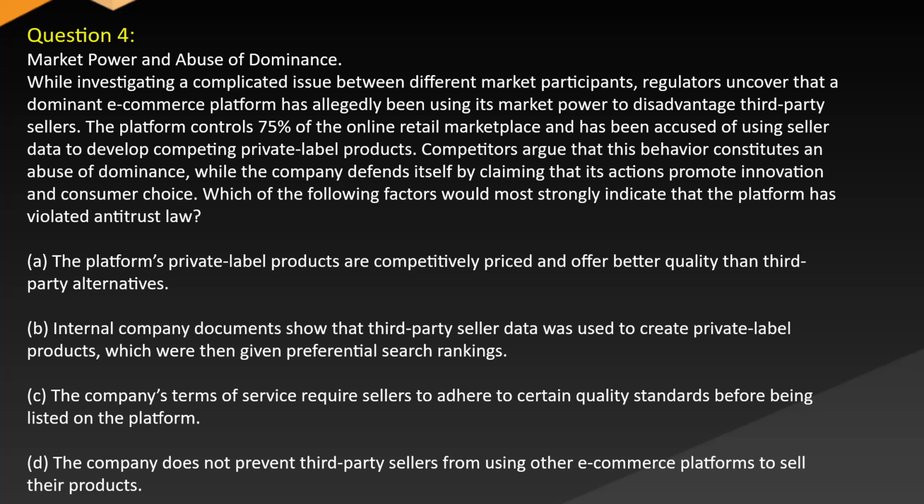Which of the following factors would most strongly indicate that the platform has violated antitrust law? A. The platform's private label products are competitively priced and offer better quality than third-party alternatives. B. Internal company documents show that third-party seller data was used to create private label products, which were then given preferential search rankings. C. The company's terms of service require sellers to adhere to certain quality standards before being listed on the platform. D. The company does not prevent third-party sellers from using other e-commerce platforms to sell their products.